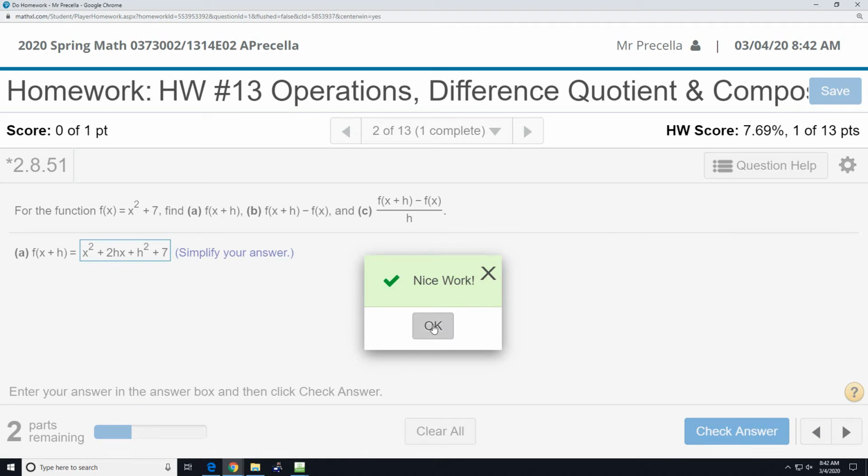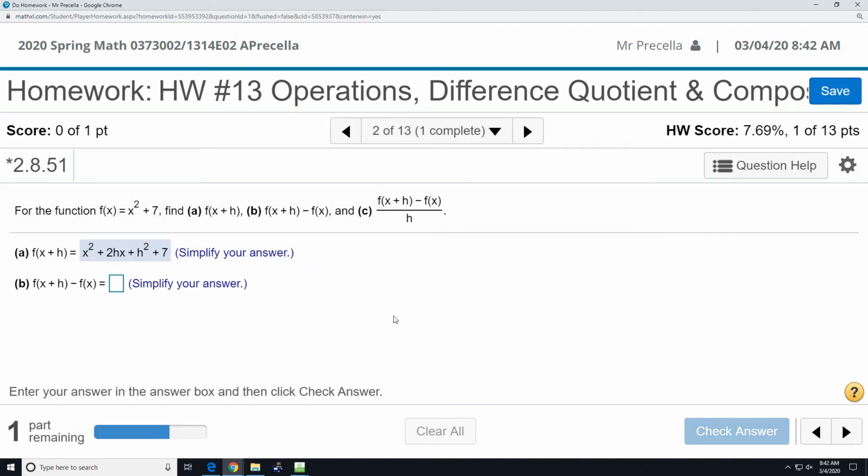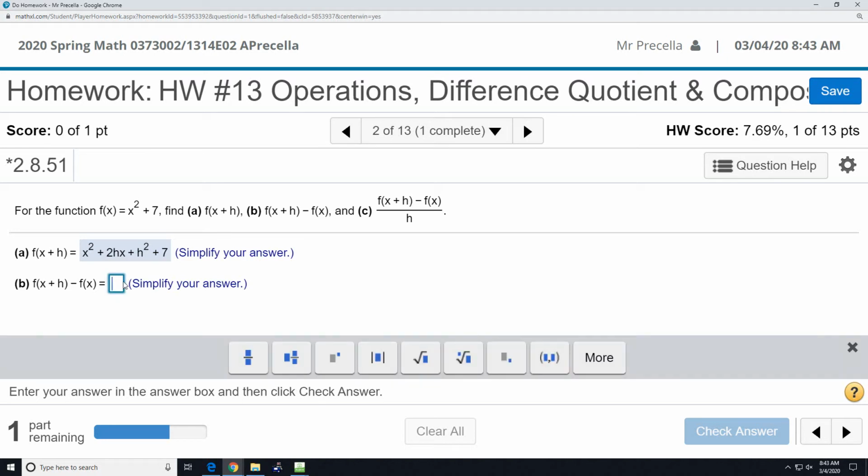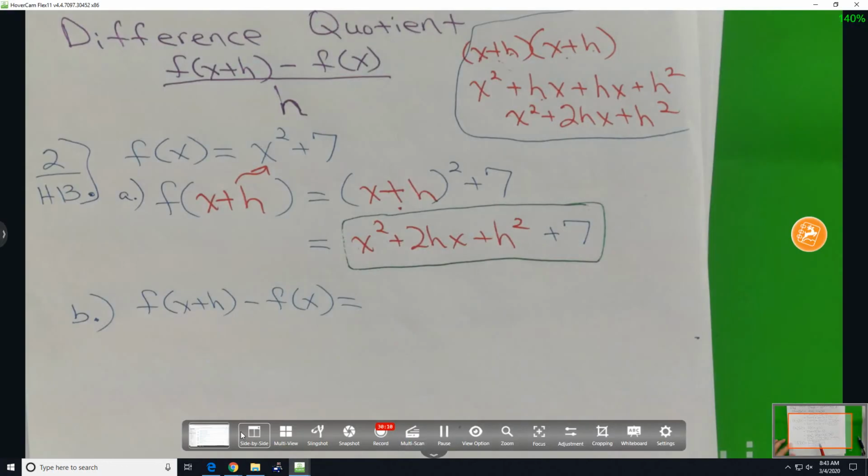When y'all first saw subtraction in elementary school, was it like take away? Is that how they worded it? 5 minus 3, you had 5 apples, take away 3 apples, what's remaining? Well, the minus between the f of x plus h and the f of x is going to work just like the old-fashioned takeaway. If you understand what they're asking you to do, you should be able to get your answer to part B without showing any work. You should be able to just sort of look at it and get that answer.